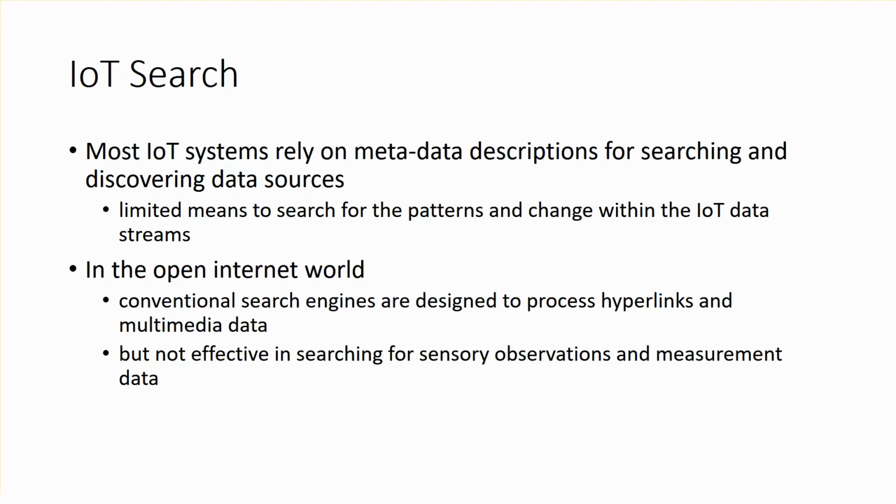When it comes to search, most IoT systems rely on metadata descriptions for searching and discovering data sources. And this is a limited means to search for patterns and change within the IoT data streams. In the open internet world, conventional search engines are designed to process hyperlinks and multimedia data, but are not very effective in searching for sensory observations and measurement data.